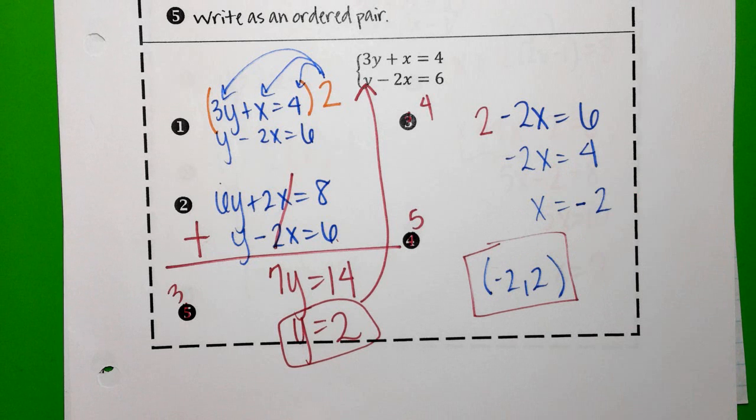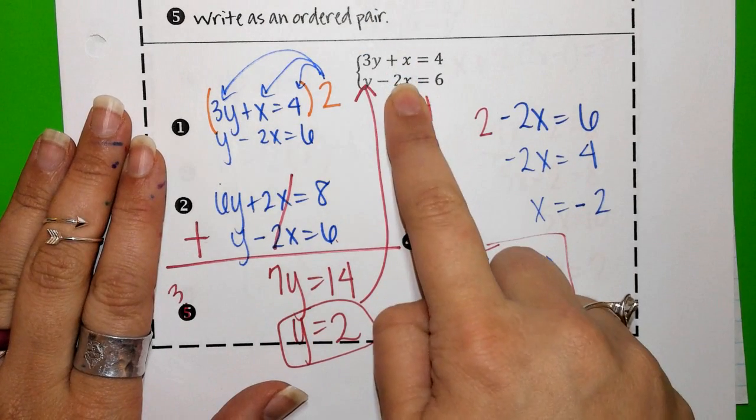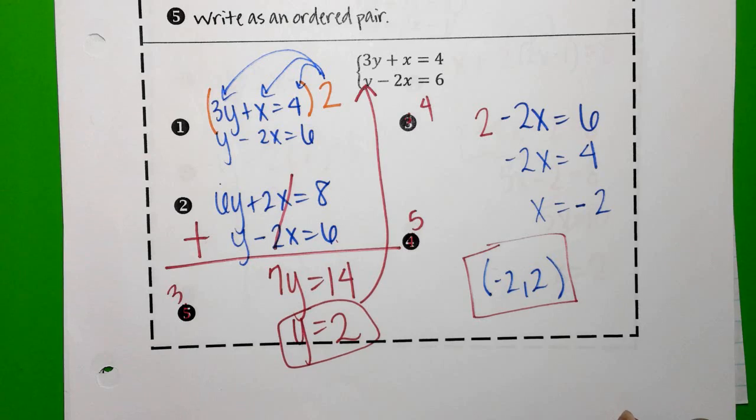Yes, ma'am, thank you. Negative 2, 2. Does everybody see how we got that? So first you kill your variable, then you plug back in. Wait, we just put it back in. Yes.